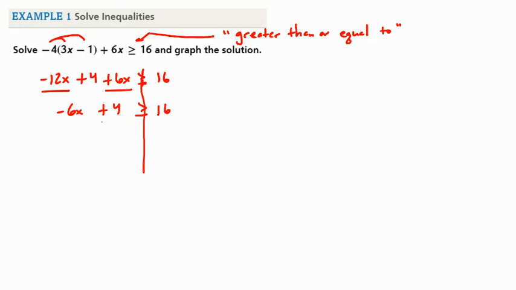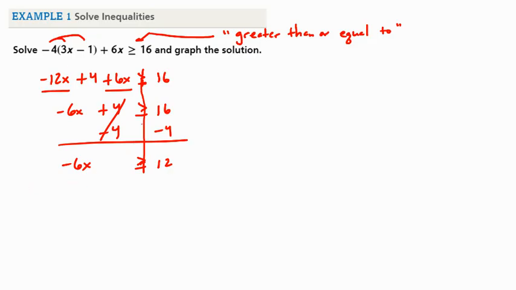And now it's a two-step, right? Next thing is addition or subtraction. I see this +4. We need to subtract it because it's positive on both sides. So the -6x comes down. Those 4's cancel. We bring down the greater than or equal to symbol. And then 16 minus 4 is 12.